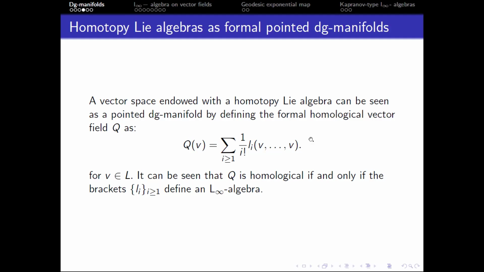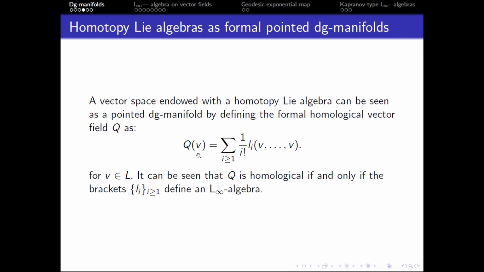So now let's consider a graded vector space. Suppose we start with a graded vector space, which is endowed with this L-infinity algebra. Then one can define a nilpotent vector field by this prescription here. So when we take a vector from my graded vector space V, I define the homological vector field by using the higher brackets of the L-infinity algebra.